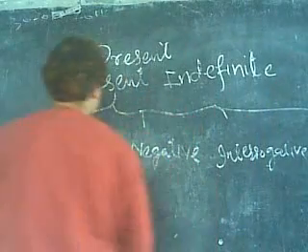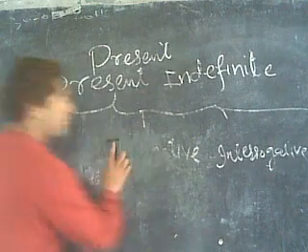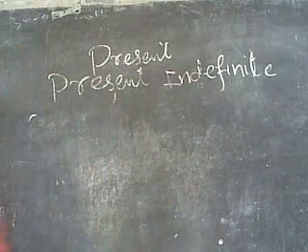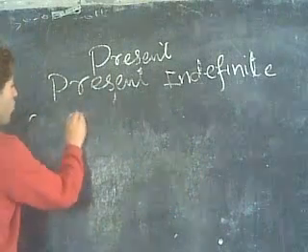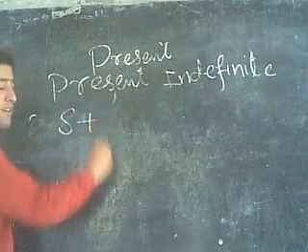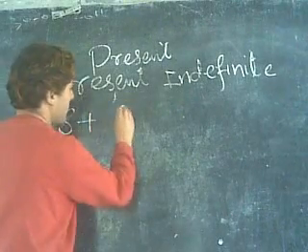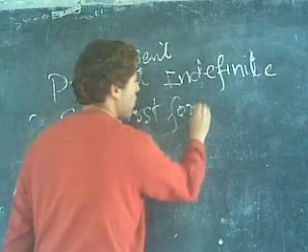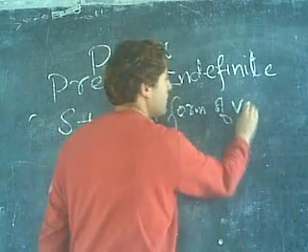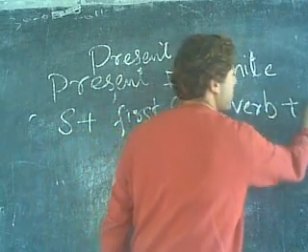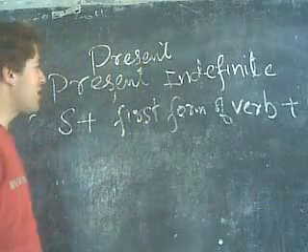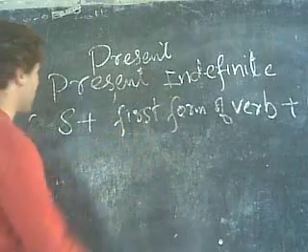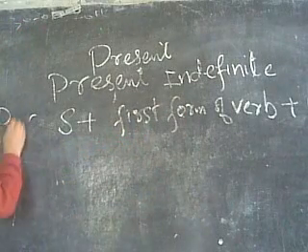Our basic one was present indefinite. So the formula for the present indefinite here is: subject, and then the first form of verb. And then it may be followed by the object, because there are transitive and intransitive verbs, and it may be followed by this object. This is the formula for the positive sentence.